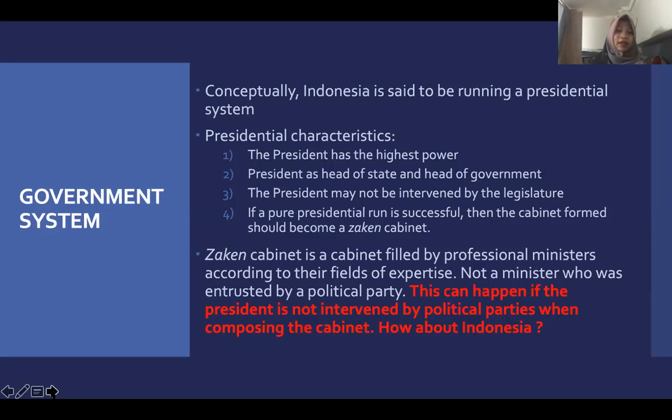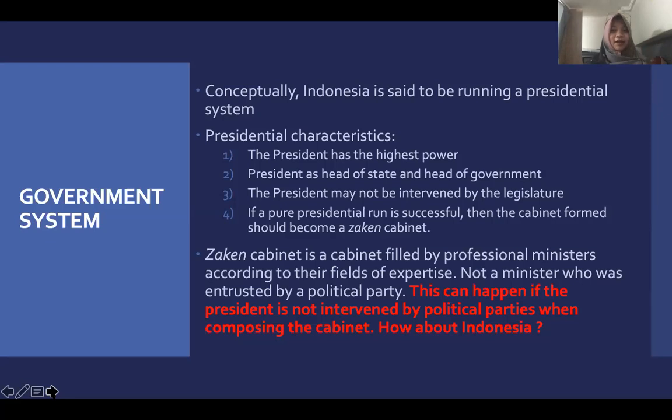It means that the cabinet is filled by professional ministers according to their fields of expertise, not a minister who was entrusted by a political party. For example, me, as an expert in political science, or an expert in the field of urban planning. The government should choose me because of my expertise, not because the government just knows me and we have good cooperation. The president just chooses me, even if I'm not an expert in that position.